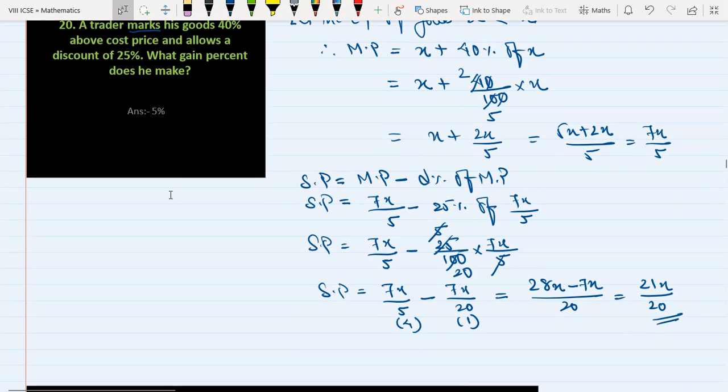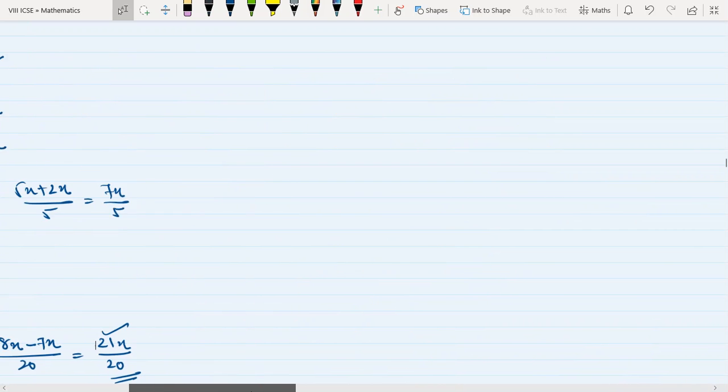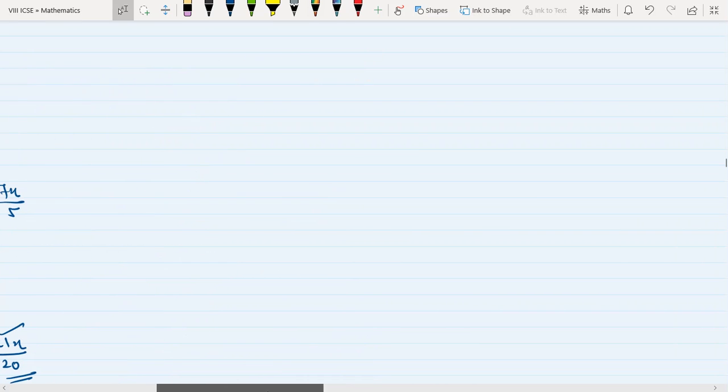Now what else I have to find? What have they asked us to find? They have asked us to find the gain percent, that is profit percent. See, we already have the cost price x. We already have the selling price in terms of x, 21x by 20. Is it difficult to find profit percent now? No, not at all. So let's find the profit percent.